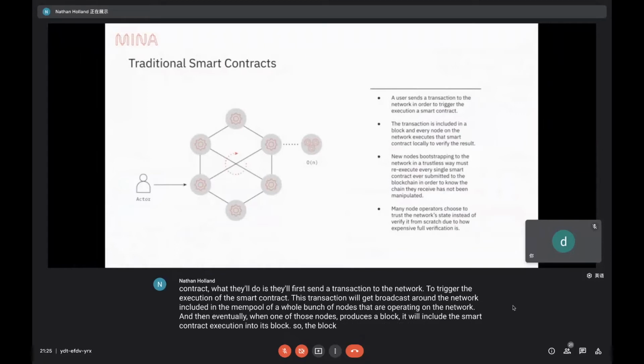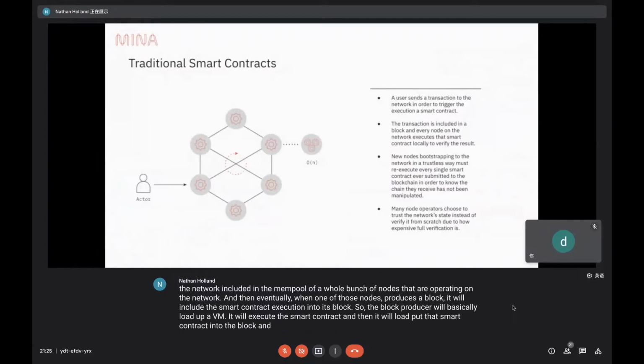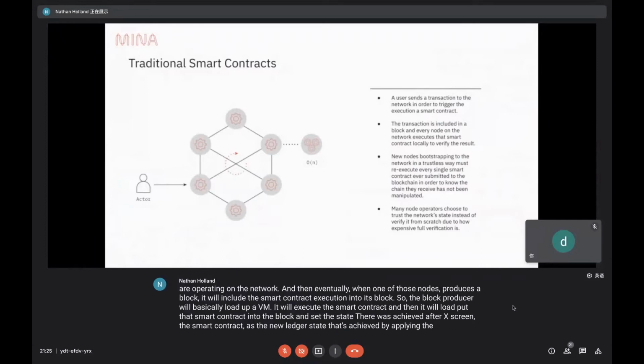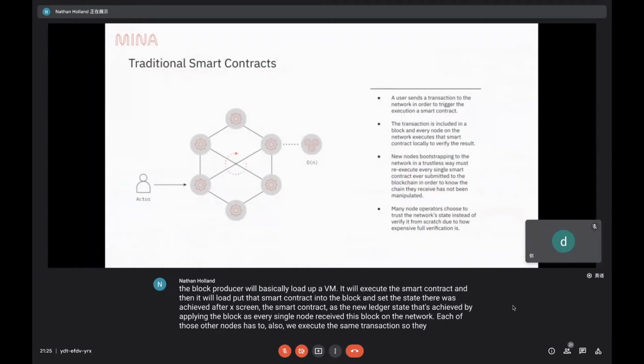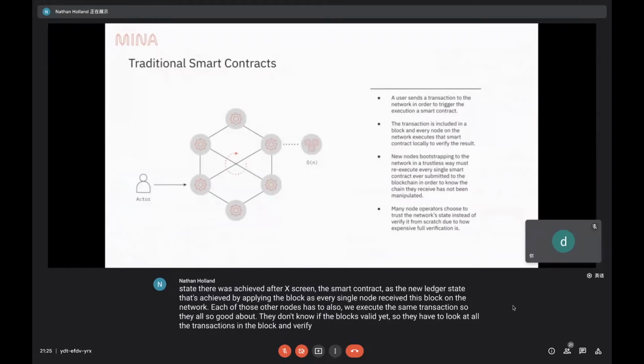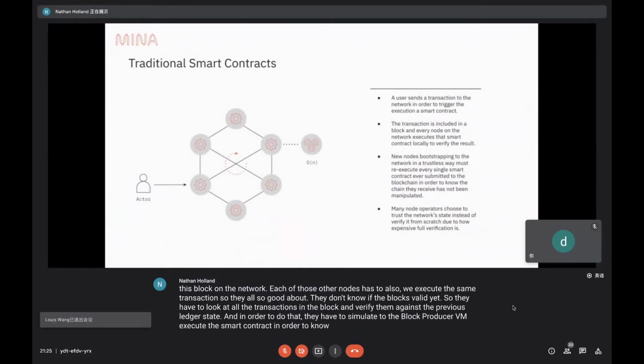So the block producer will basically load up a VM, execute the smart contract, and then put that smart contract into the block and set the state that was achieved after executing the smart contract as the new ledger state that's achieved by applying the block. As every single node receives this block on the network, each of those other nodes has to also re-execute the same transaction. They don't know if the block's valid yet, so they have to look at all the transactions in the block and verify them against the previous ledger state. And in order to do that, they have to, similarly to the block producer, boot up a VM and execute the smart contract in order to know that the block producer correctly executed it the first time.